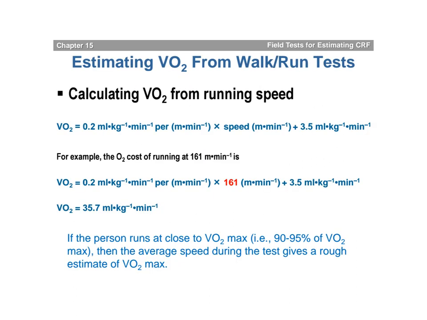So with one of these tests, we can calculate the average running speed. Let's say it's the 12-minute test. So we would calculate the average running speed over that 12 minutes. And then we can plug that into an equation and figure out what VO2 max is.